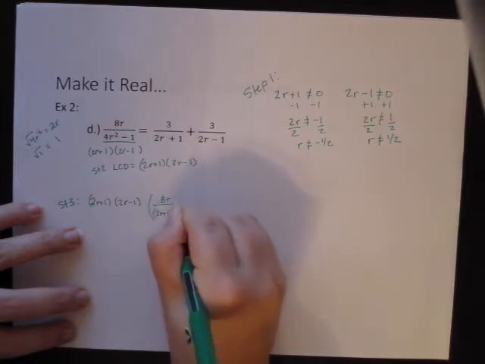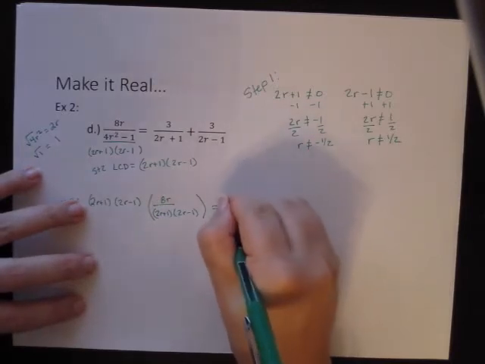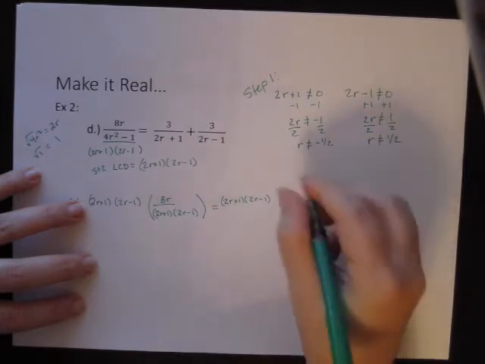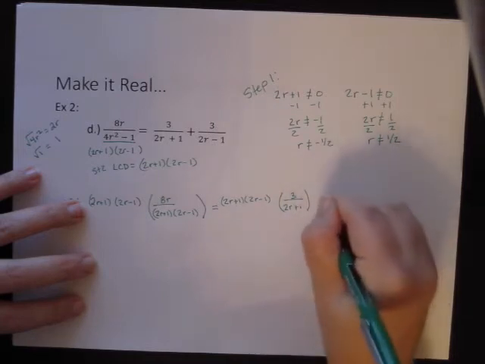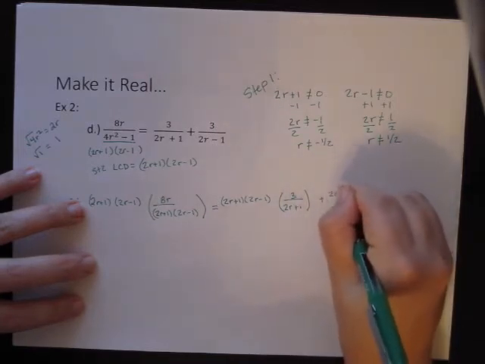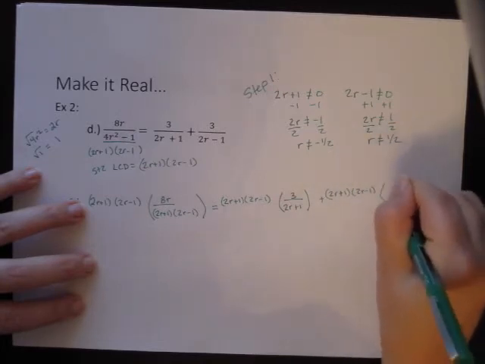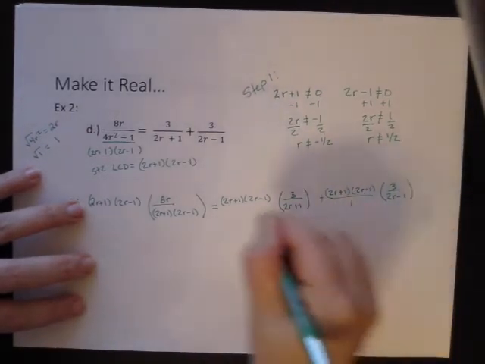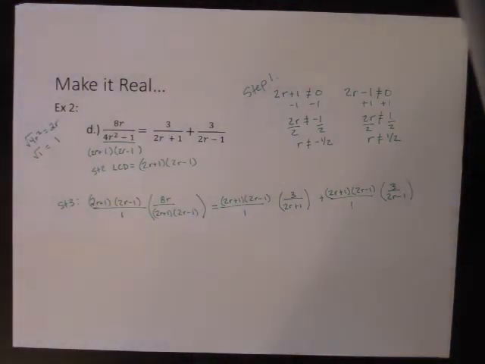2r plus 1, 2r minus 1 equals, write my LCD again. So 2r plus 1, 2r minus 1 times my next term, which is 3 over 2r plus 1, plus 2r plus 1 times 2r minus 1 times 3 over 2r minus 1. Okay, and I'm going to put my rational expressions over 1 so I can cross cancel easily. Give you a second to copy that down.